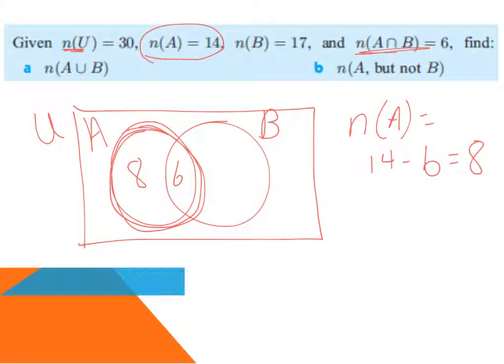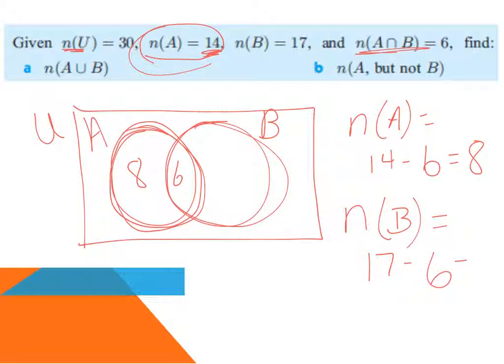And then add those together and we get our 14. And we're going to do the B's the same way. The number of elements in B is going to be 17 minus the 6 that we already put there. So we get 11 elements in set B. Now if we add these together, 8 plus 6 is 14, plus 11 is 25.